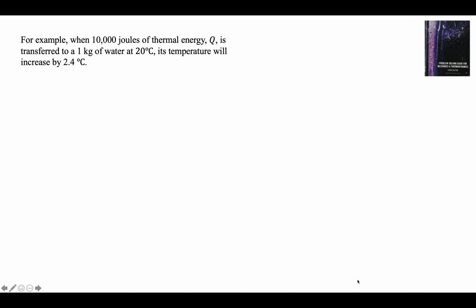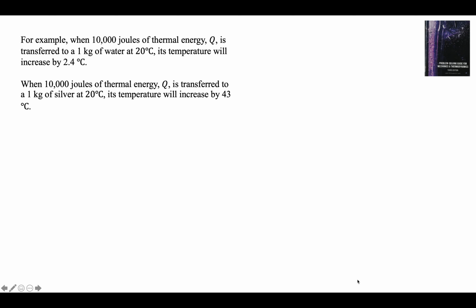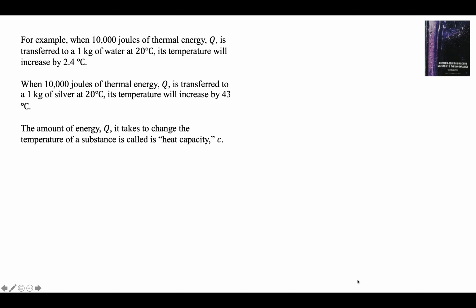So if I put 10,000 joules of thermal energy, Q, into 1 kilogram of water at 20, it's going to end up at 22.4. It's going to increase in temperature by 2.4 degrees. If I take the same 10,000 joules and put it into a kilogram of silver at 20 degrees, it's going to go up to 63 degrees Celsius. It's going to increase by 43 degrees Celsius. So the same amount of thermal energy has very different effects on different materials. Water has a lot of thermal inertia. It's hard to change the temperature of water, as you know if you ever boiled water for spaghetti.